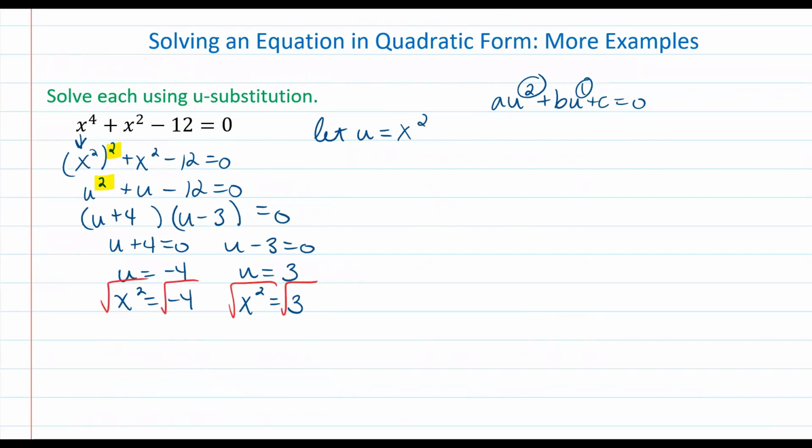We now want to solve these two equations by taking the square root of both sides. And what we get on the first equation to the left here, we get x is equal to, oh, wait a minute, that's going to be the square root of negative 4. If you check your calculator, what you'll find is that you get an error message, and that's because the square root of negative 4 is not real.